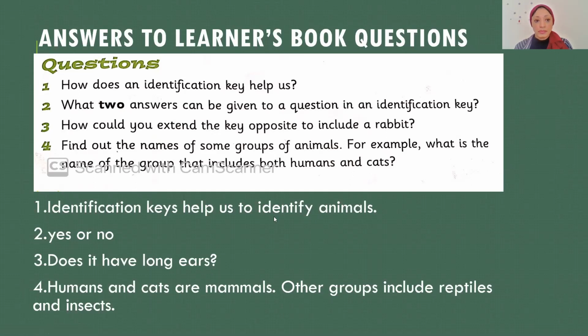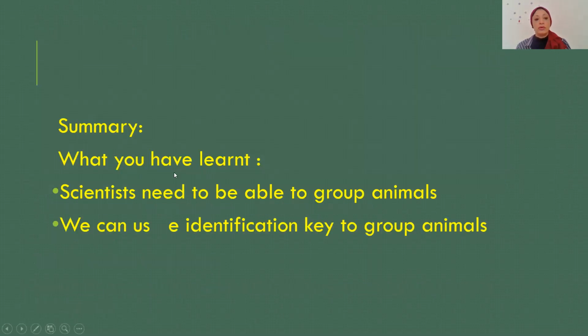Okay, so the summary for our lesson today, what you have learned: scientists need to be able to group animals. We can use the identification key to group the animals, and at the end of this series of questions, we can know the animal.